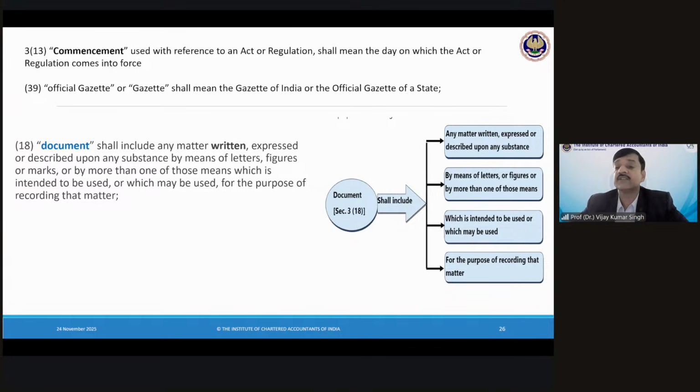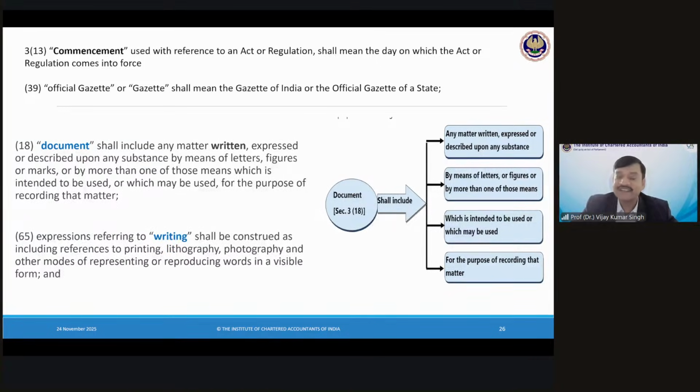So you can see document shall include any matter written and expressed. So it is not necessary that a document has to be always on a piece of paper. A document can be on a digital drive. A document can be on a parchment of leaf, or maybe a paper, or a document can be even a utensil on which something is written. So document can be anything. Medium doesn't matter. What matters is there should be some matter which is recorded by way of a written expression and by way of a mark on that particular document, right?